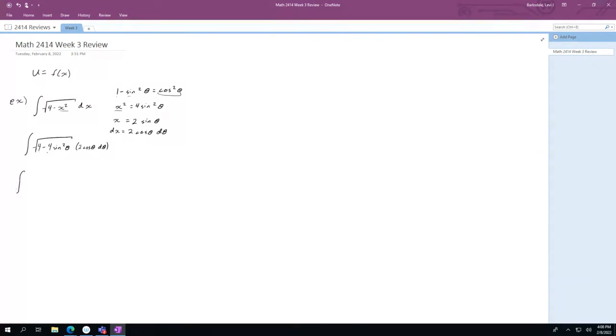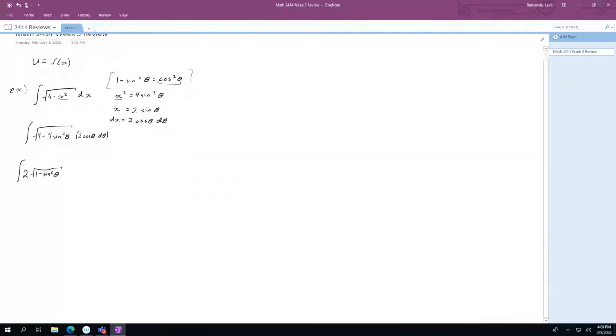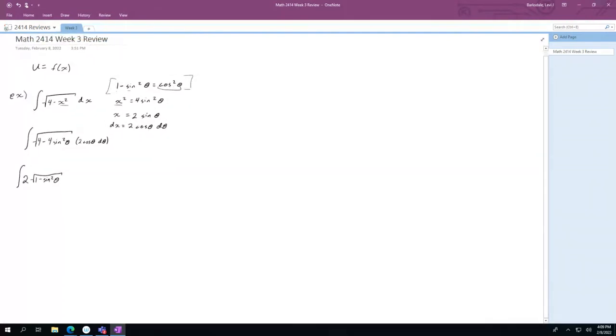I'm first going to pull my 4 out of my square root. Because it's a 4 in every term, I factor out a 4 first, and then I pull it out of my square root. And what do you know? We end up with that 1 minus sine squared that we wanted at the beginning. And that, coincidentally, is also how I decided to choose that my x squared should be 4 sine squared of theta. This 4 right here should basically always match the coefficient on your constant. And we still have times 2 cosine theta d theta.